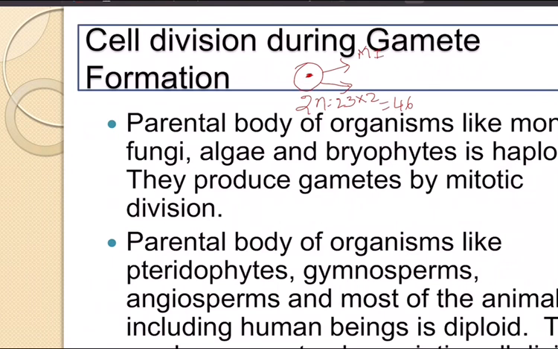Meiosis takes place in two phases, meiotic 1 and meiotic 2. In meiotic 1, from a parental cell there will be formation of two daughter cells and the number of chromosomes will be reduced to half. Since the number of chromosomes is reduced from 46 to 23, it is called reduction division, RD, Republic Day. Remember? Reduction division.